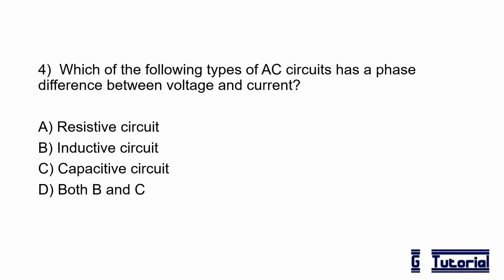Which of the following types of AC circuits has a phase difference between voltage and current? We have seen that in both inductive and capacitive circuits, there is a difference between voltage and current. So both B and C are the answer, inductive and capacitive circuit. In capacitive circuits, voltage lags current, and in inductive circuits, voltage leads current. In a resistive circuit, there is no phase difference between voltage and current.